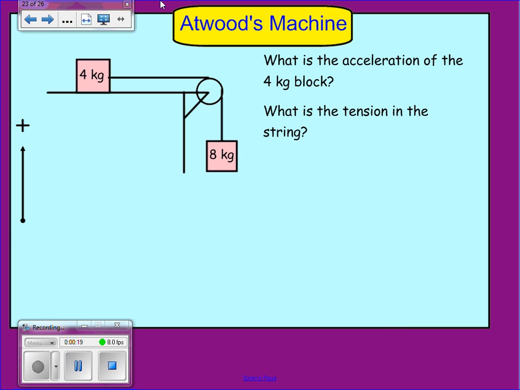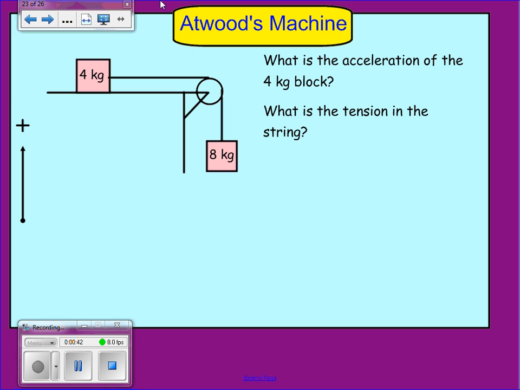In this situation, we are now going to be looking at a situation where one of the blocks is on a tabletop, a horizontal tabletop, and one of the blocks is hanging over the edge. So basically what that means is now we are dealing with not only blocks that are moving in different directions, but we have blocks that are moving in different directions in different axes.